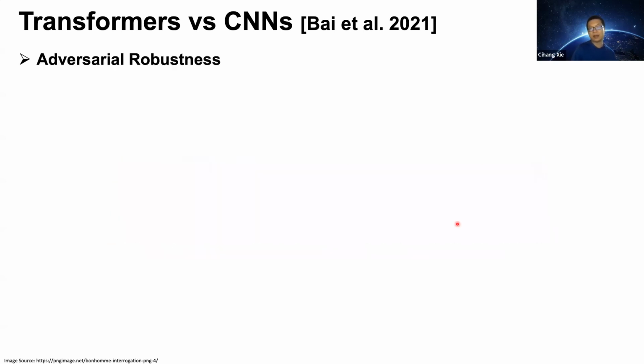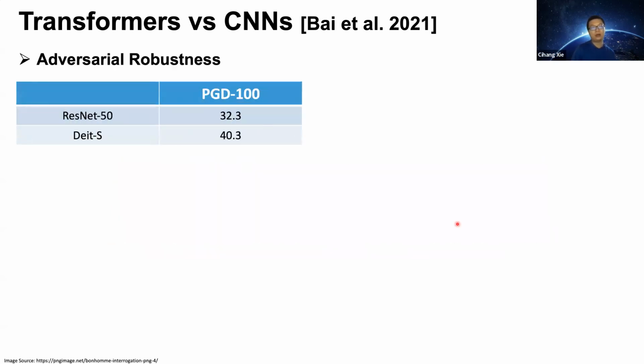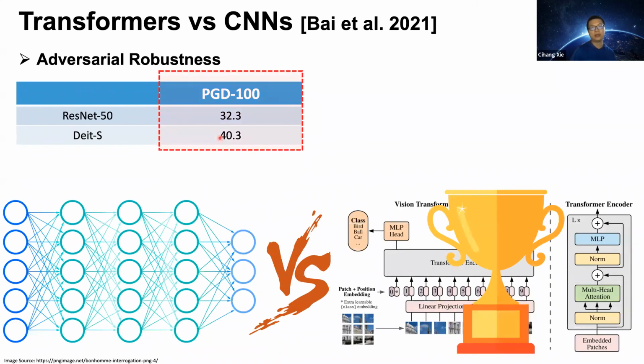And in terms of adversarial robustness, by evaluating these two models against PGD-100, you will find that ResNet is much more fragile than the DeiT. So given this result, we would probably say that vision transformers are much better in terms of adversarial robustness.